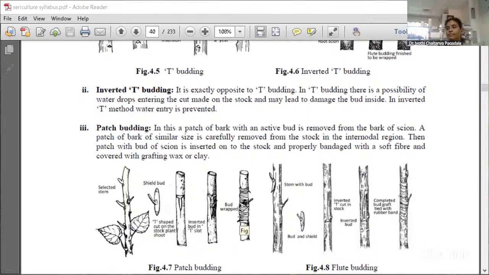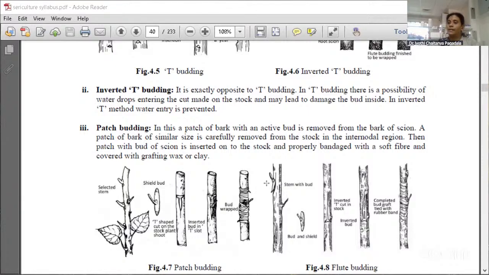Here you can see the figure of flute budding. Here the stem with the bud and the shade. Here the inverted T cut on the stalk, and here the inserting of the bud, and once the bud is inserted, complete the bud grafting after tying the rubber band, and also applying the grafting wax for further germination process.